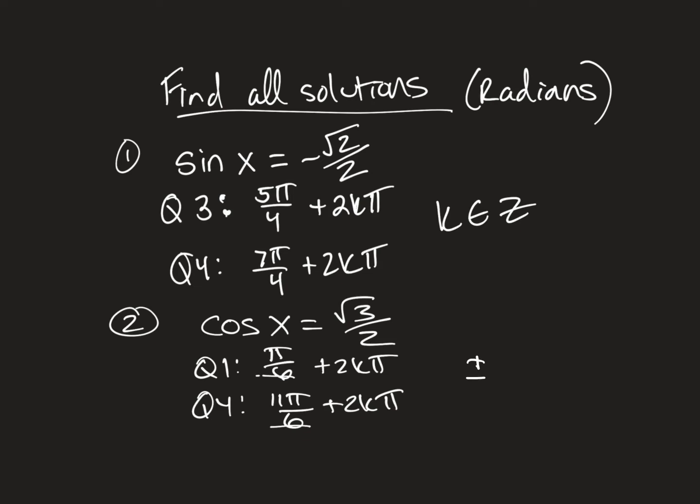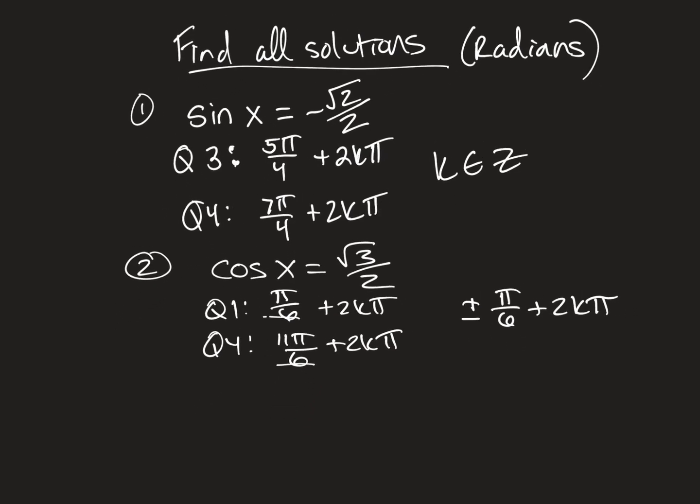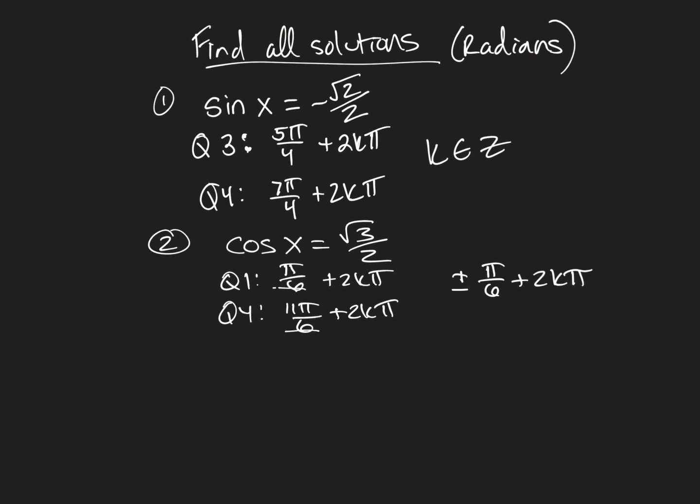I say plus or minus, in this case, pi over 6 plus 2k pi. The positive plus 2k pi of pi over 6 is giving you all the quadrant 1 angles, and the negative plus 2k pi is giving you all the quadrant 4 angles. So that's the nice thing about cosine. You can write that with one statement there. Okay, let's do one with tangent.